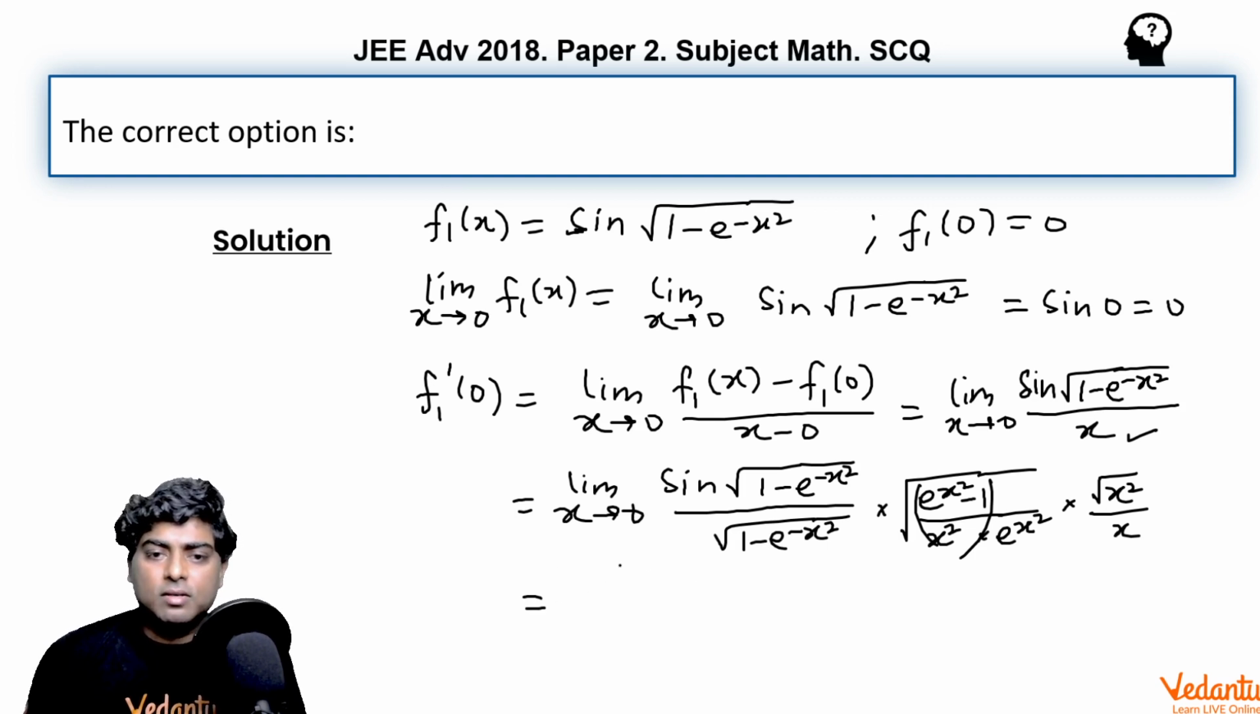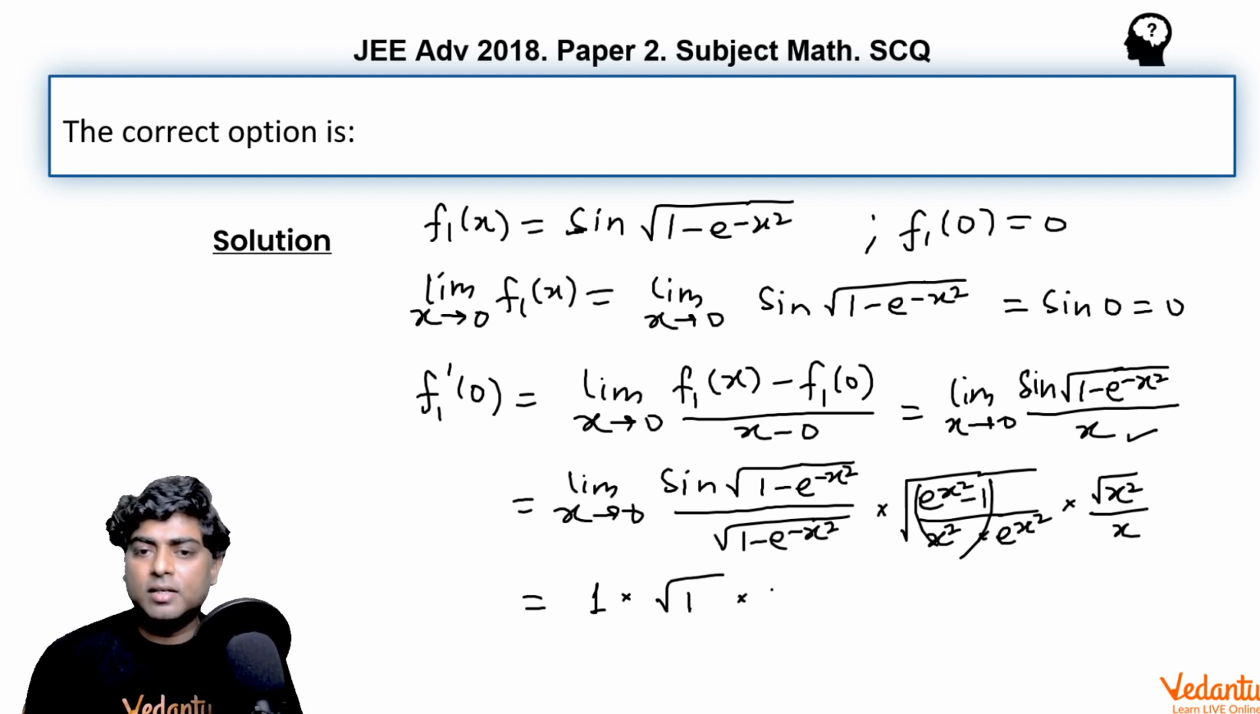So now sine theta by theta, theta tending to 0, is 1, under root of 1 is here, and here limit x tending to 0, under root x square is not x, it is mod x by x.